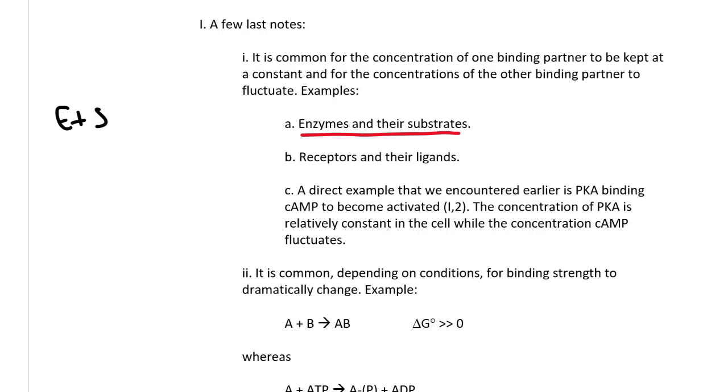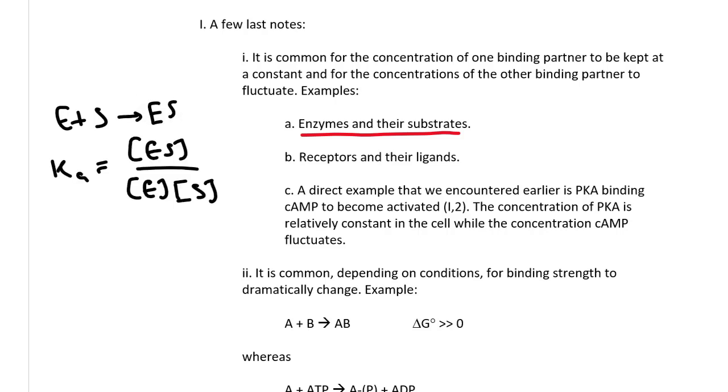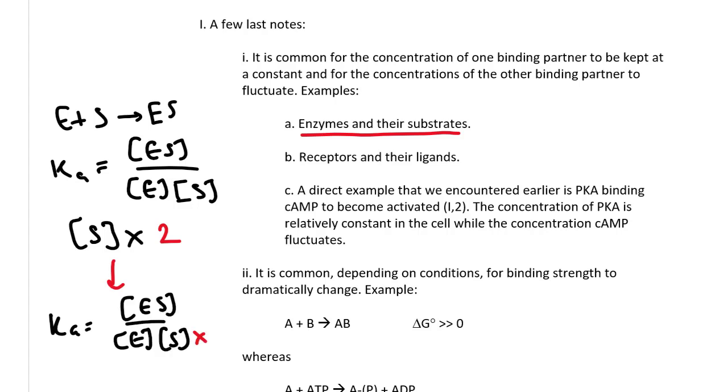An enzyme plus substrate binding reaction has a Ka, which equals this. So if E doesn't change, and the concentration of substrate goes up, let's say I increase the concentration of substrate times 2. Remember, the Ka is an equilibrium constant. It cannot change. Well, I have a problem because I multiplied the substrate by 2. That means my Ka has changed? No, that cannot happen. So if I multiply the bottom by 2, I have to multiply the top by 2. So if one partner is kept constant and the other partner's concentration changes, the number of complexes has to change too, to maintain the equilibrium constant, that ratio.